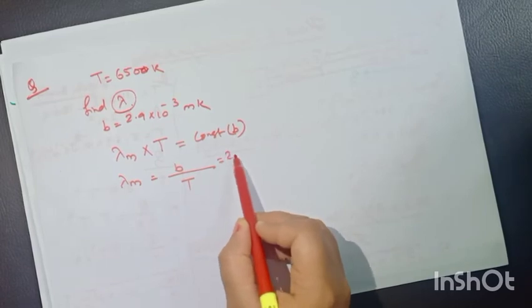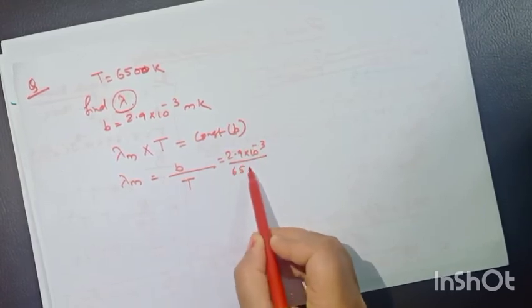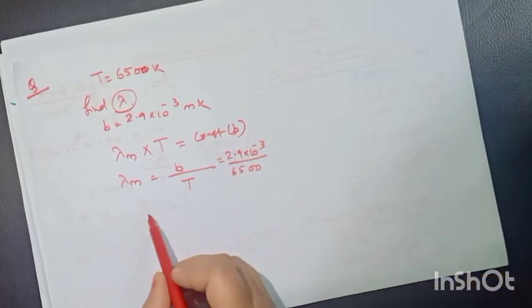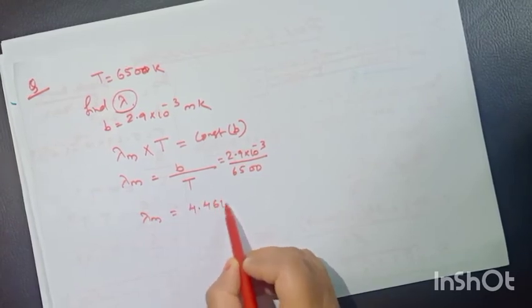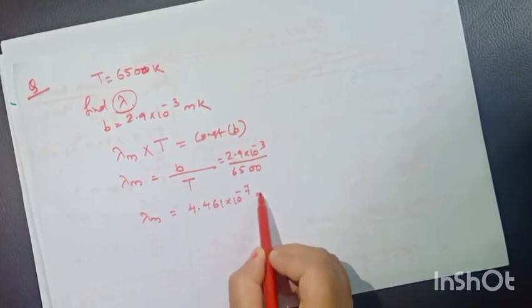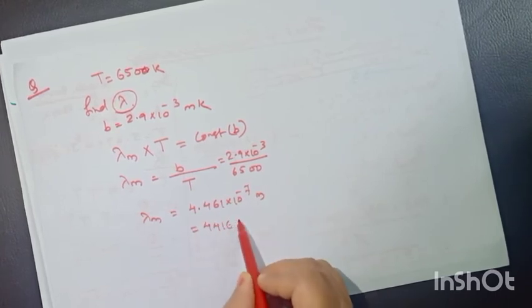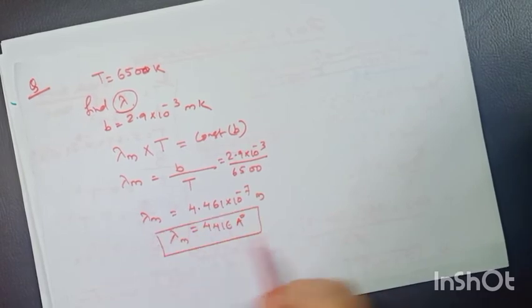B is 2.9 into 10 to the power minus 3, divided by 6500 Kelvin. So we will get around 4.461 into 10 to the power minus 7 meters, or I can write it as 4461 angstrom. This is the wavelength of the emitted radiation.